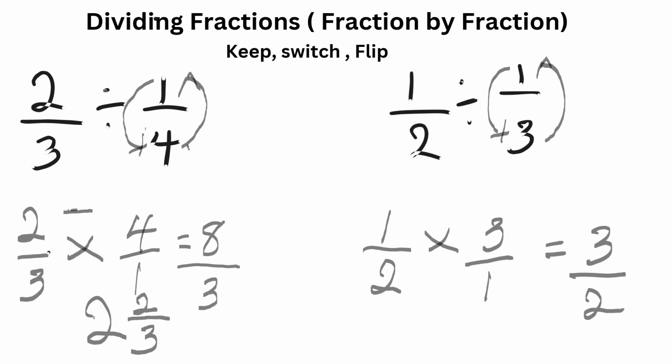So we need to change our improper fraction to a mixed number. So 2 goes into 3 one time, remainder 1 over 2.